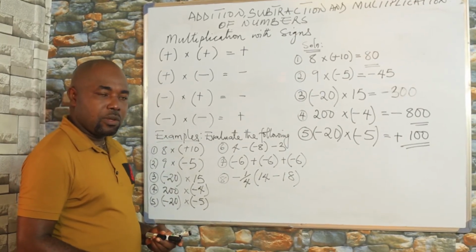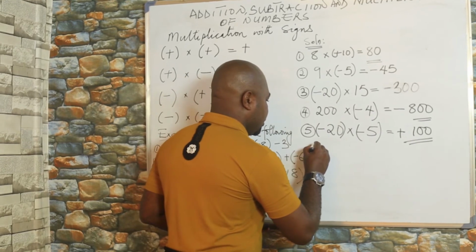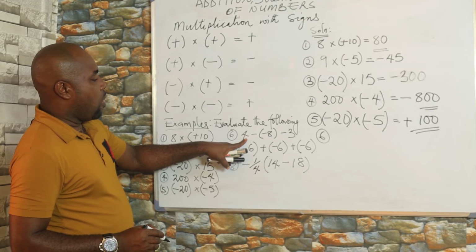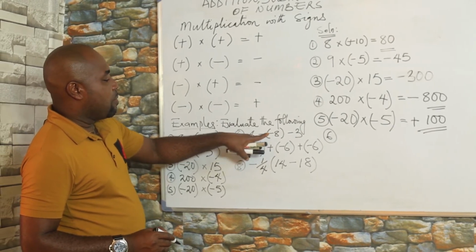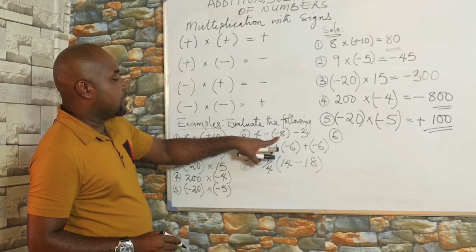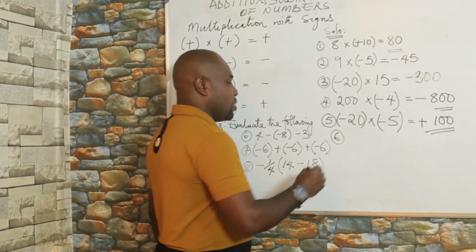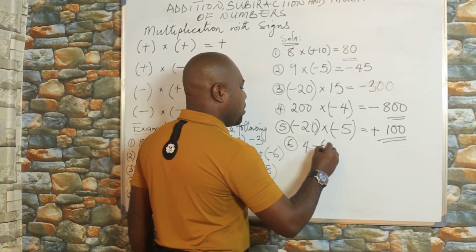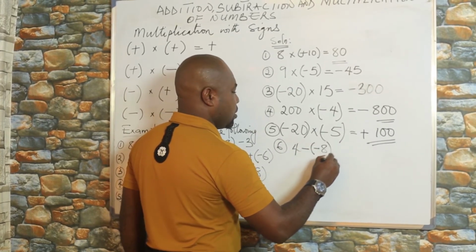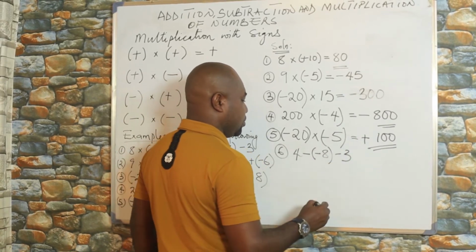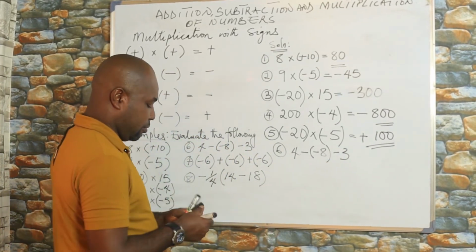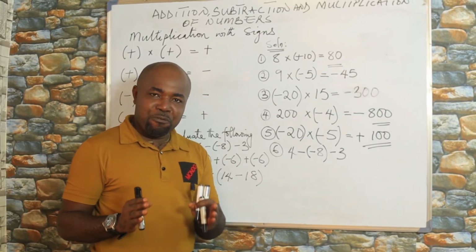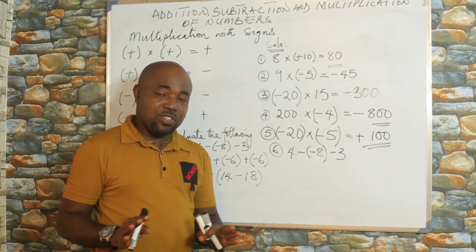Let us take number 6. 4 minus 8 minus 3. I want you to pay attention here. I want you to pay very rapt attention here and see what we shall do.